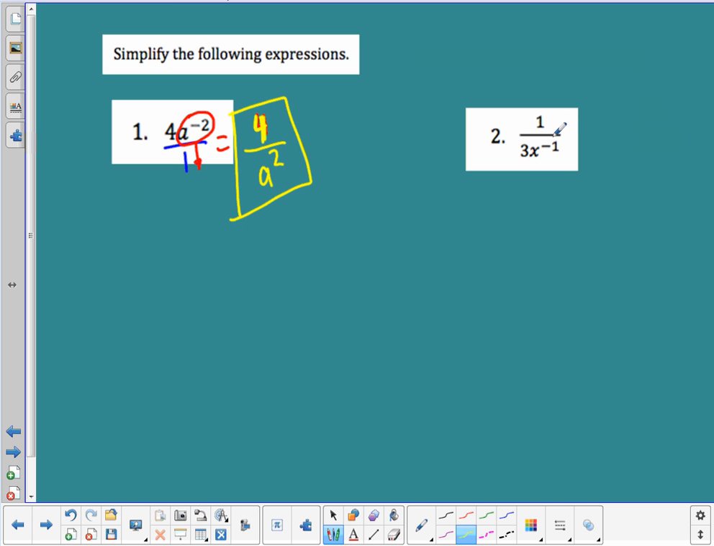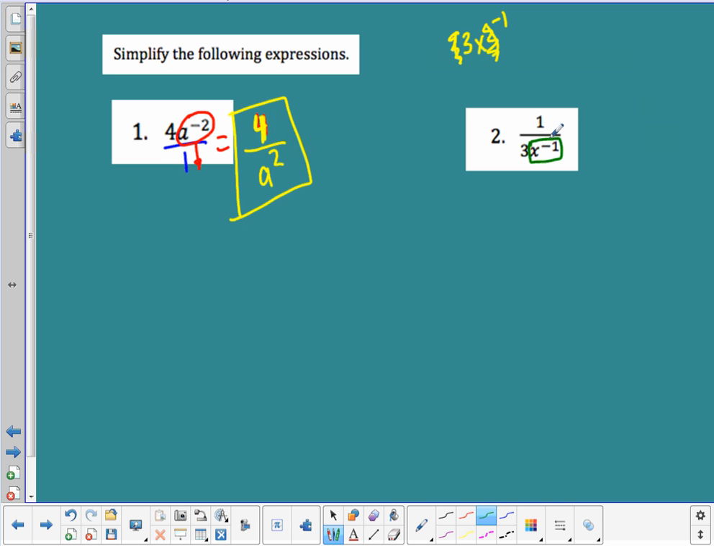In number 2, I have 1 over 3 times x to the negative first. Now, this x to the negative first is the only thing being raised to the negative power. The 3 is not. A lot of people automatically want to group the 3 in with the negative 1, but what that would look like is this. If it were 3x in parentheses, then raised to the negative first, then yes, that 3 would also be raised to the negative first power. But that's not what we have here. We don't have the parentheses, so it's just the x.